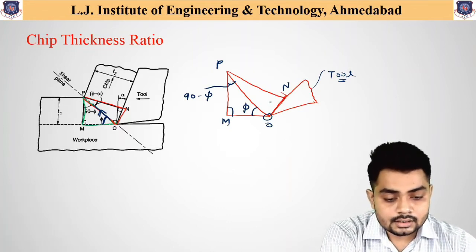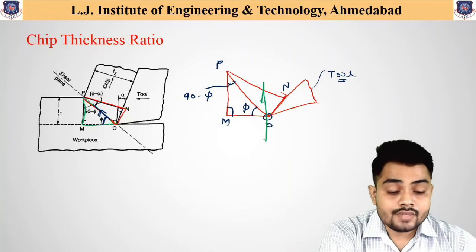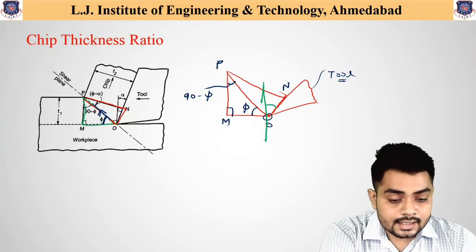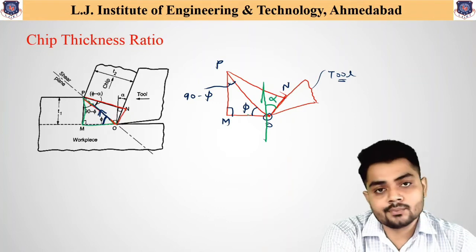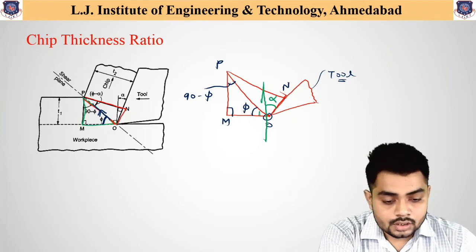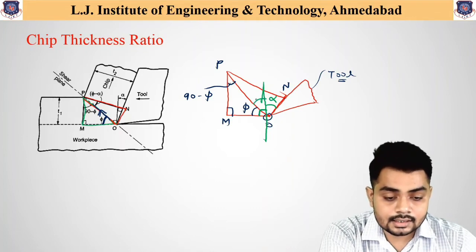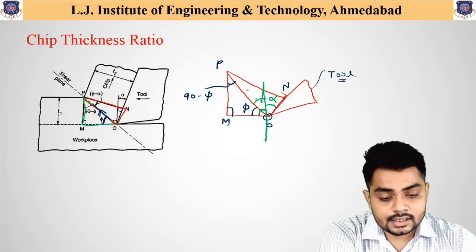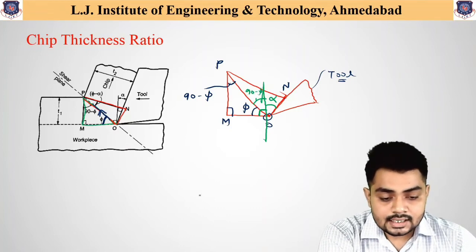Now again, let's see over here, if we draw a perpendicular at the point O, then this angle which is made with the tool is called alpha. And as we know, this is a right angle triangle, and that's why the remaining angle is nothing but 90 minus phi.